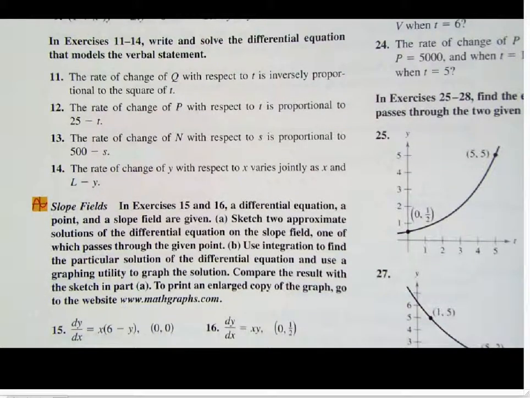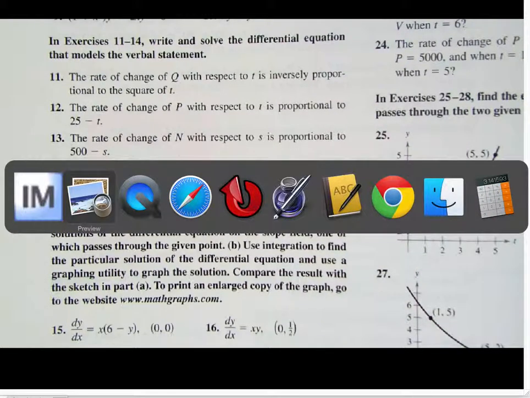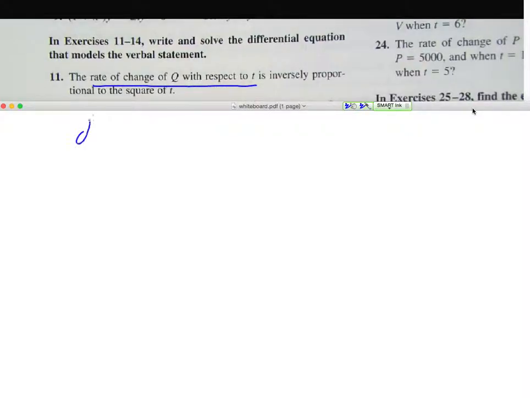Okay. Alright, so we want to look at 11, 12, 13, and 14 to get started, and then we'll look at a couple more while we're here. So, number 11. It says the rate of change of q with respect to t is inversely proportional to the square of t. So we want to write that as a differential equation. dq over dt. That's the first thing we need to start with, understanding that the rate of change of q with respect to t is dq over dt. Anybody have any issues with that?